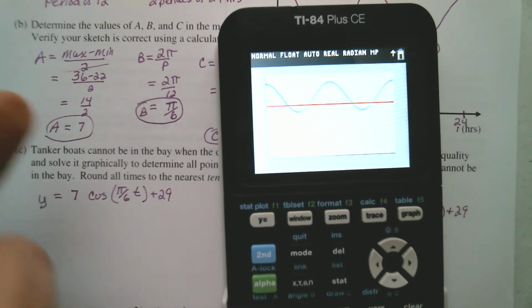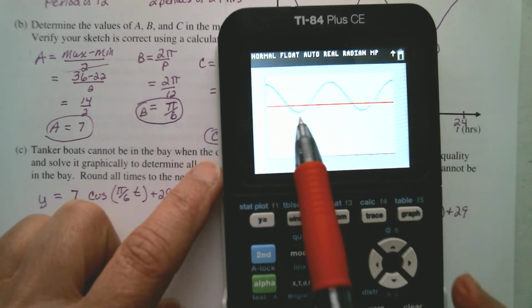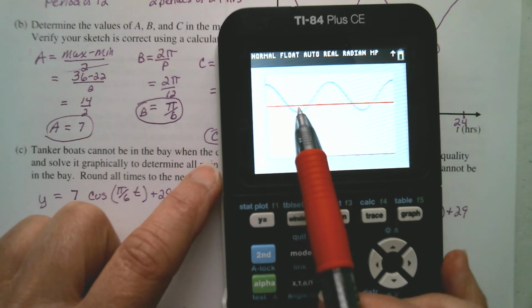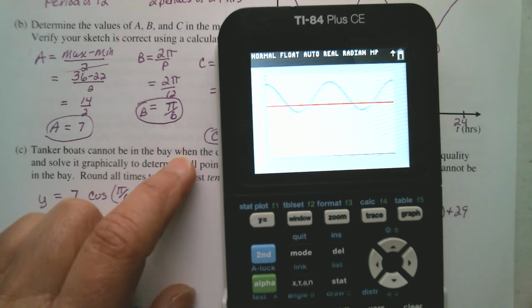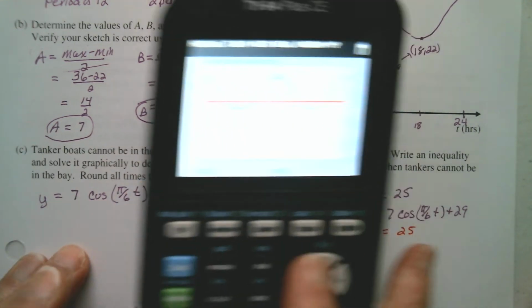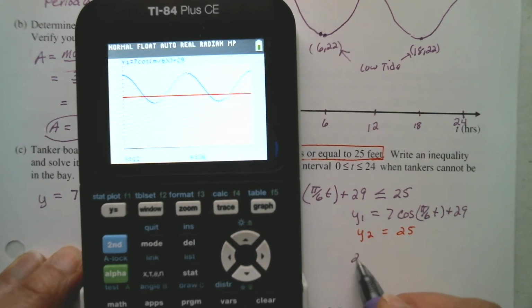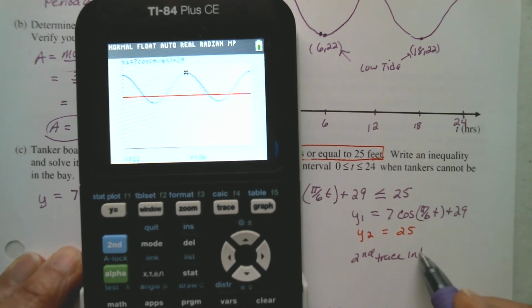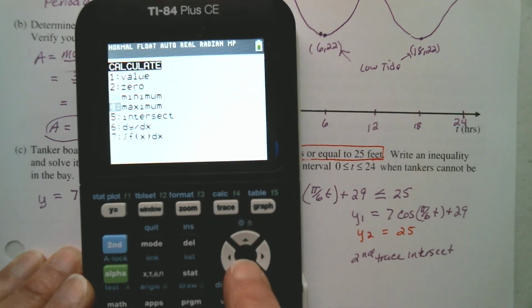So we have to use the calculator to calculate the points of intersection. What's the time at this point here, and this point here, and then the other two? So we do second trace. Maybe I'll write this down. Second trace, intersect. So second trace, number 5.